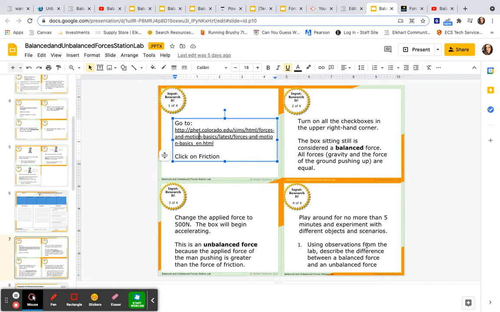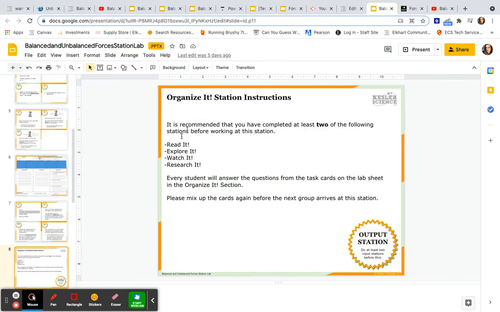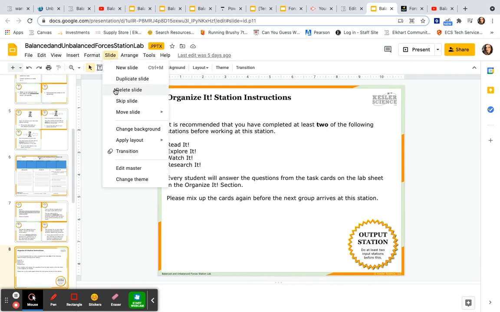Using the observations from the lab that you just did, describe the differences between a balanced force and an unbalanced force. Make sure for this one right here that you take a screenshot of your change of 500 newtons. We're going to skip this particular slide. In this event, I'm going to delete it.